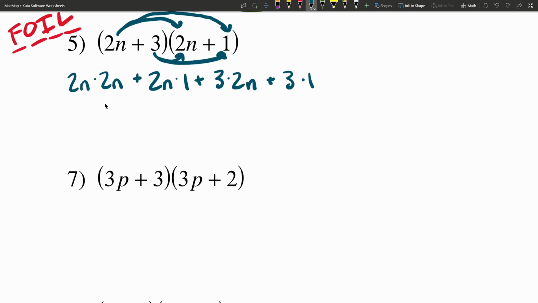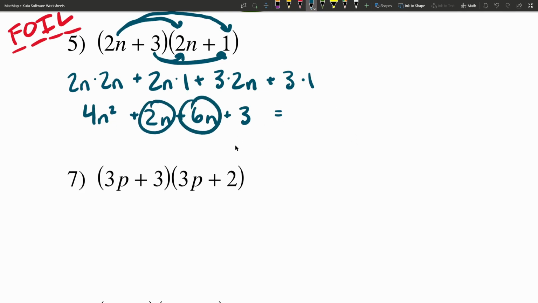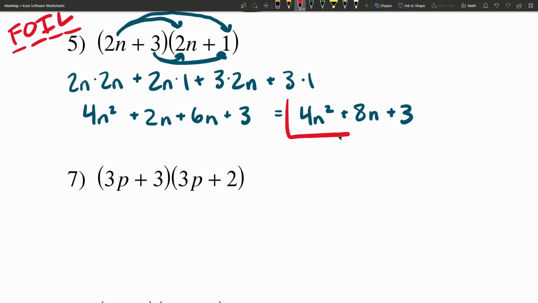So we'll get 2n times 2n, which is 4n squared, plus 2n times 1, which is 2n, plus 3 times 2n, which is 6n, plus 3 times 1, which is 3. Simplifying this down, combining my 2n and my 6n, we can get 4n squared plus 8n plus 3 as our final solution for number 5.